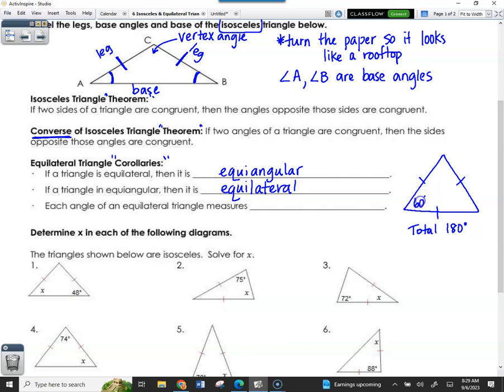I want you to draw this picture on your paper as best as you can. And then we're going to fill in this line that says each angle of an equilateral triangle measures 60 degrees. And we're going to write because 180 divided by 3 is 60. We're going to show how we got it.